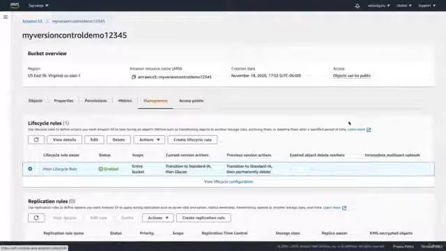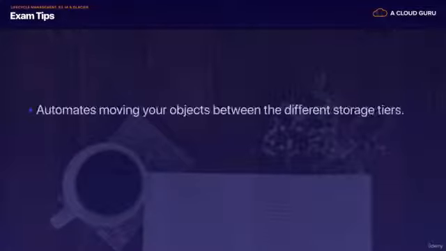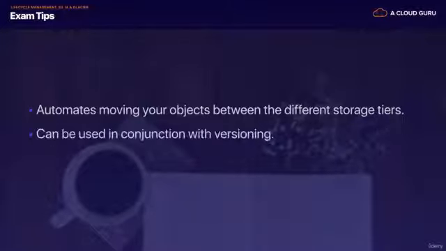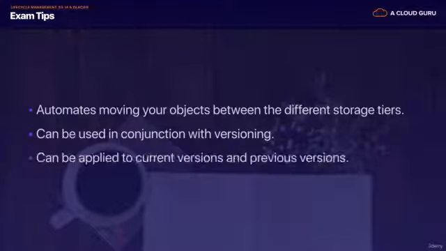So let's go on to my exam tips. Just remember what lifecycle management is. It basically allows you to automate moving your objects between the different storage tiers. It also can be used in conjunction with versioning. You don't need versioning turned on, but if you do have it turned on, you can use it in conjunction. So you can do it with your current objects as well as previous versions. And like I just said, it can be applied to current versions and previous versions as well.